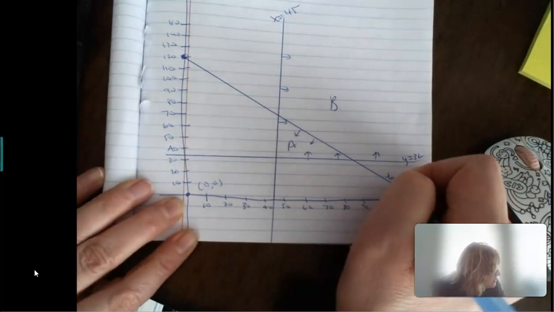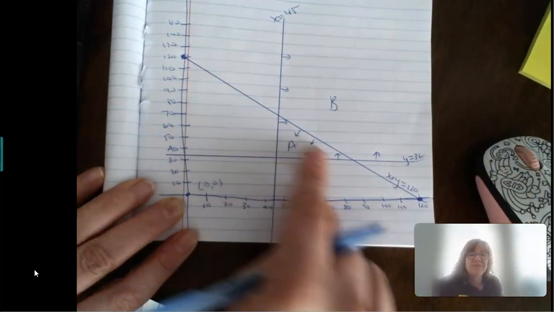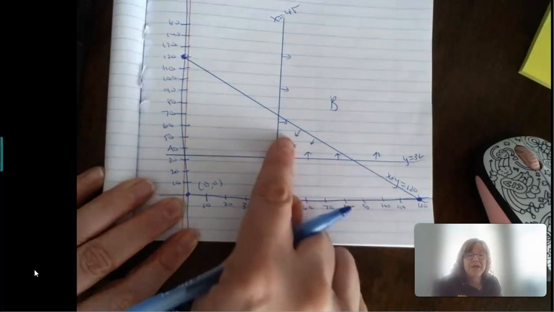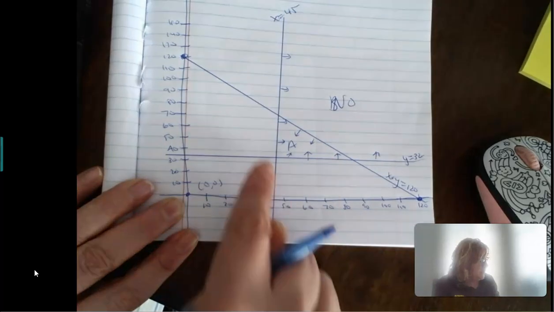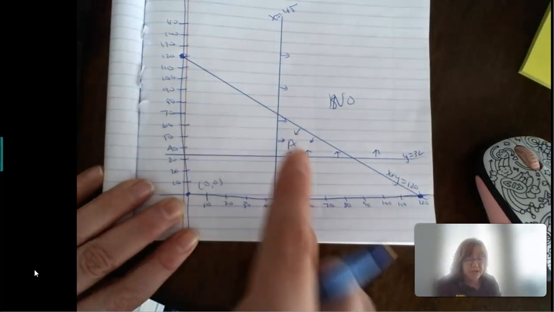I'm going to label that line because sometimes it's nice on decimals to know what lines you're talking about. All right, so I know I'm in this little triangle here. So B is a no now. We're in none of these. We're in this little triangle right here in the middle.